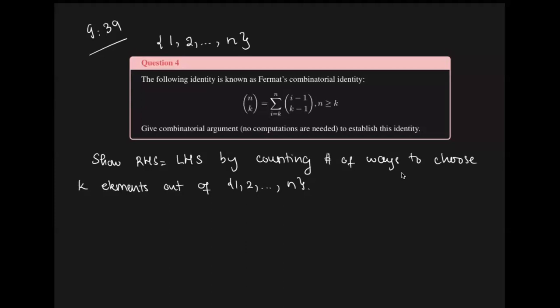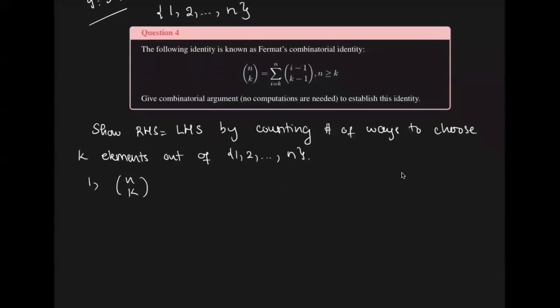Okay, so the first way we can do it is just n choose k, right? Because n choose k just fits the description. N choose k is the number of ways to choose k elements out of n elements. In here, we have n elements and we want to choose k elements out of it. So the first answer is n choose k. The second answer, we will have to make equal to the right-hand side.